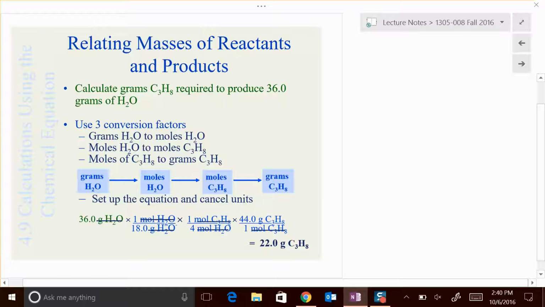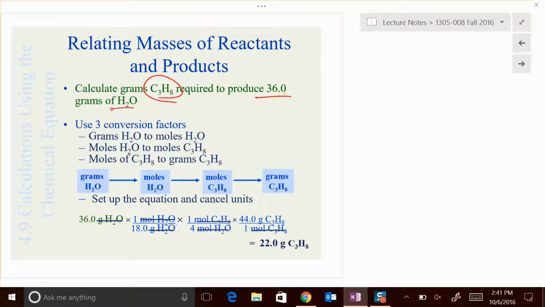Calculate the grams of C3H8 required to produce 36 grams of water. So let's map it out. What am I starting with? The grams of water. That's what they gave me, right? 36 grams of water.